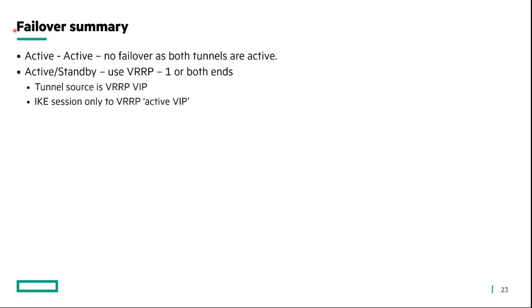So a quick summary of the failover options. First of all, there is active. So this is no failover as both tunnels are active. And then we have active standby using VRRP at one or both ends. That's the option, and you need to use VRRP if you're using active standby. And the tunnel source is the VIP of the VRRP, and the IKE session is only to the active VIP address on VRRP. Of course, you can have no active standby, or no active with just a single tunnel, of course.